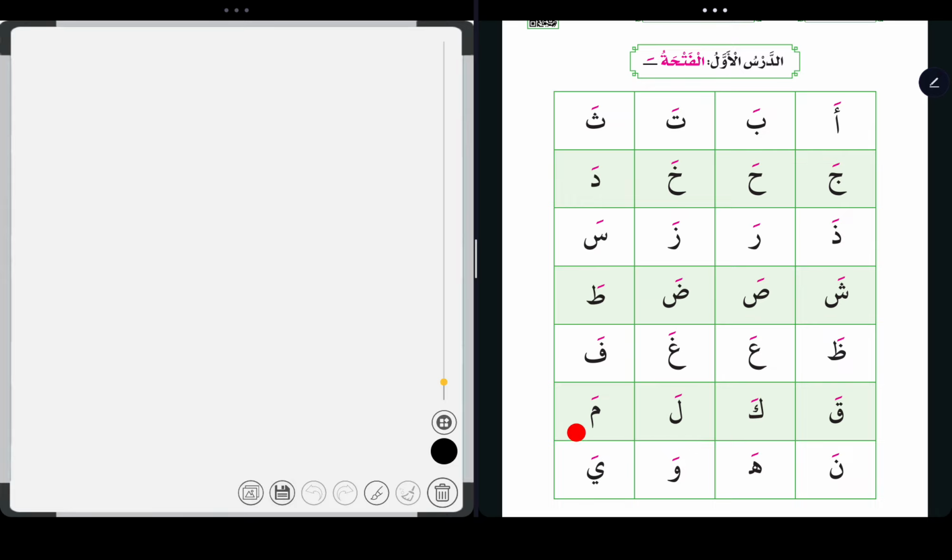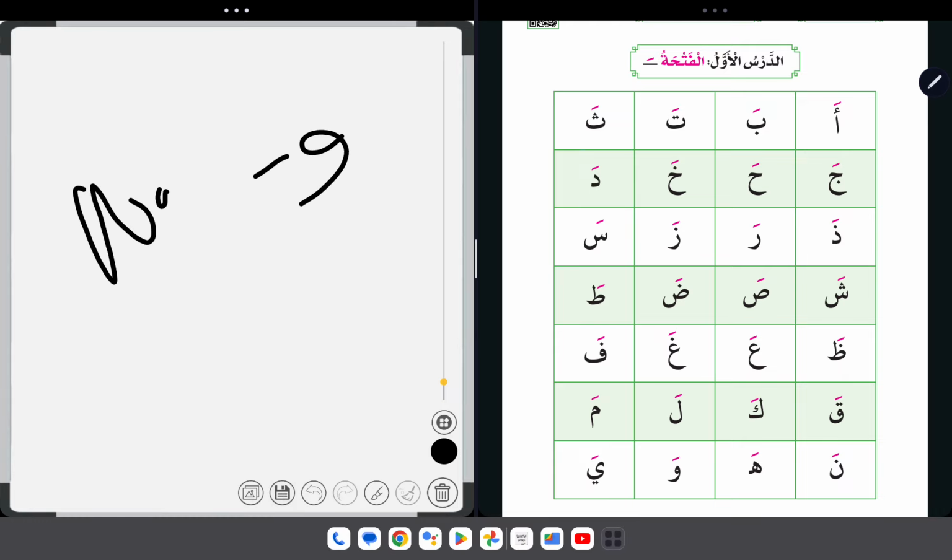And mim, when it has fatha, becomes ma, ma, ma. And noon, when it has fatha, becomes na, na, na. And I did not say no, na. And ha, when it has fatha, becomes ha, ha, ha. And wow, the letter wow, when it has fatha, becomes what?